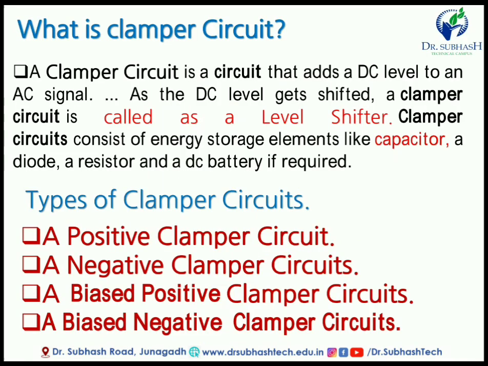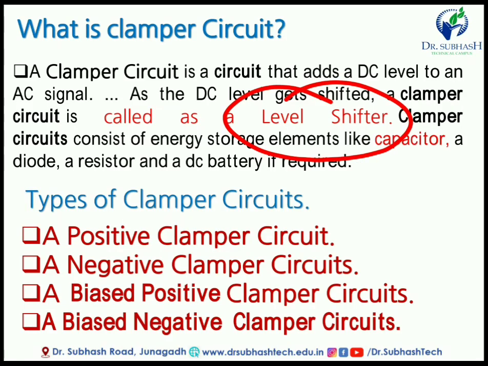Now let's discuss what a clamper is. A clamper is nothing but a circuit that adds some DC level to an AC signal. Means if you want to add a DC level or shift the level of a DC supply or AC supply, then a clamper circuit is required. Simply, it clamps our AC signal to the upside or downside according to the applied voltage. It is also called a level shifter. If you want to shift the DC level, then a clamper circuit is required.